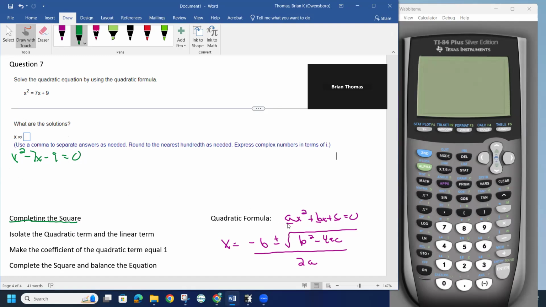So again, a is the number in front of the x squared, so a is going to equal 1. The b is the number in front of the x, which is a negative 7. And the c is the constant, which is a negative 9. So it's using the formula x is going to equal then. And our formula says to take the opposite of b, that's going to be a positive 7, plus or minus the square root of.